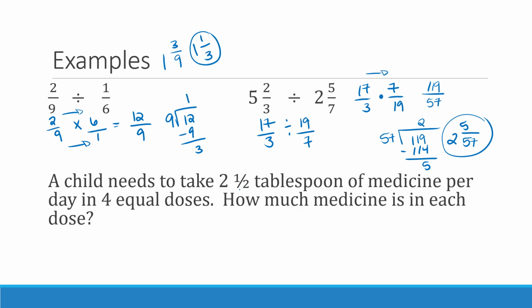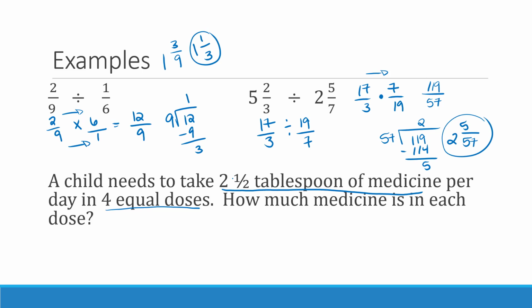Now this word problem says a child needs to take 2.5 tablespoons of medicine per day in 4 equal doses. How much medicine is in each dose? So think about what's going on here. We have 2.5 tablespoons of medicine per day, and then we want to do it in 4 equal doses. So what are we doing? We're taking this 2.5 tablespoons and we're splitting it apart into 4 doses.